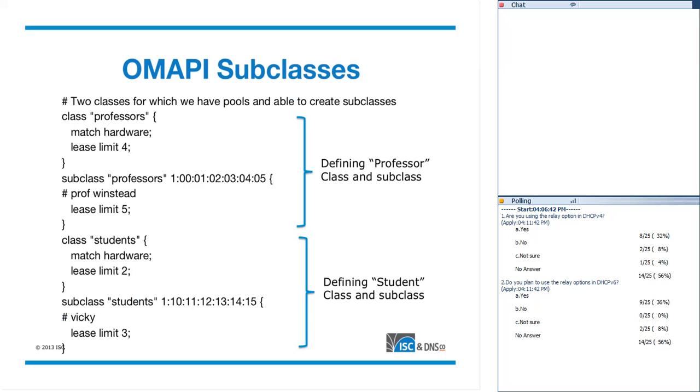Again, this is part of my testing stuff, so the lease limits are in there just to give me a differentiator between all the different classes and subclasses, so that when I look at things, I can see that, yes, I got the right one.